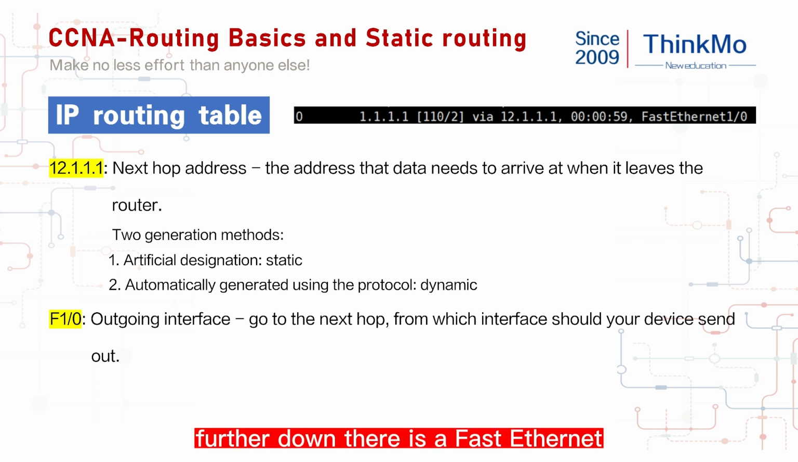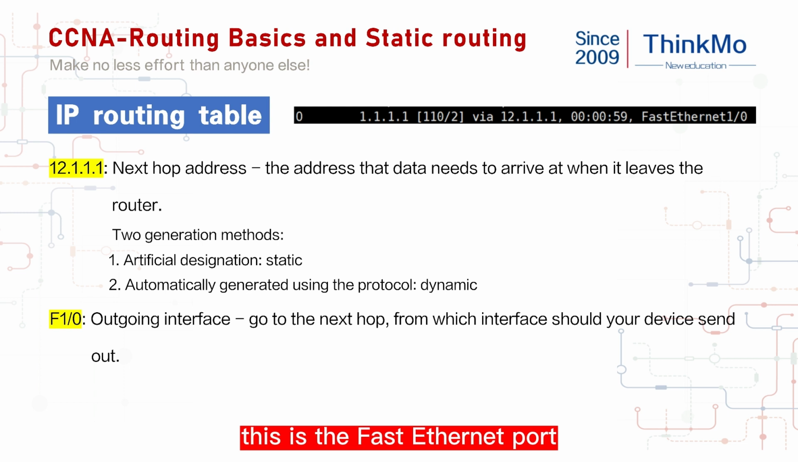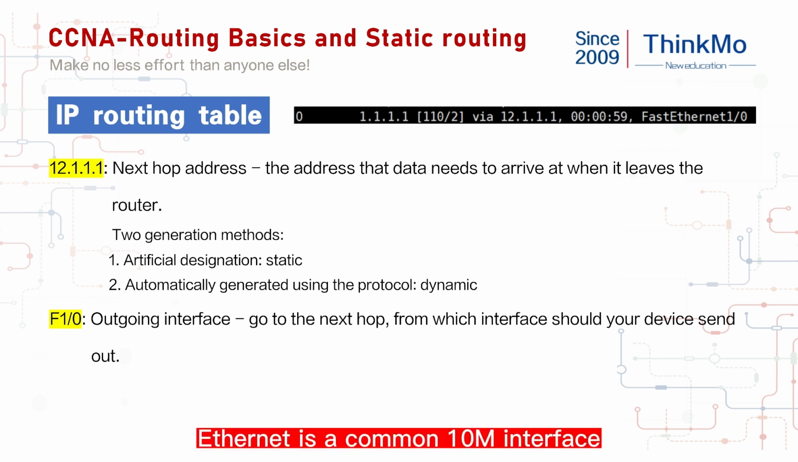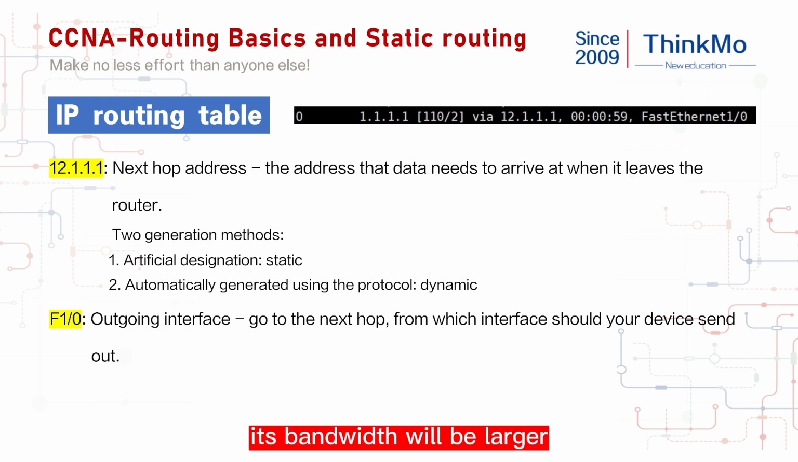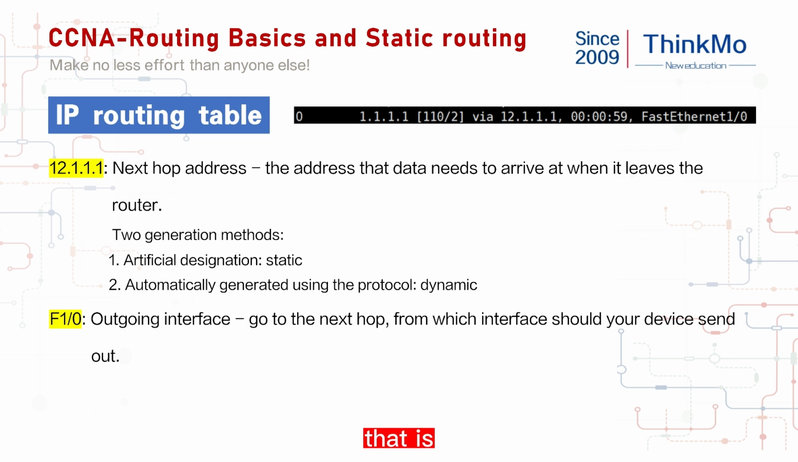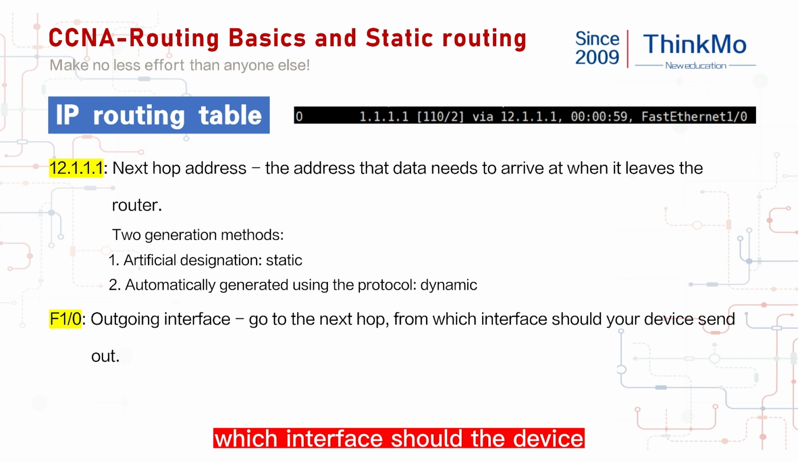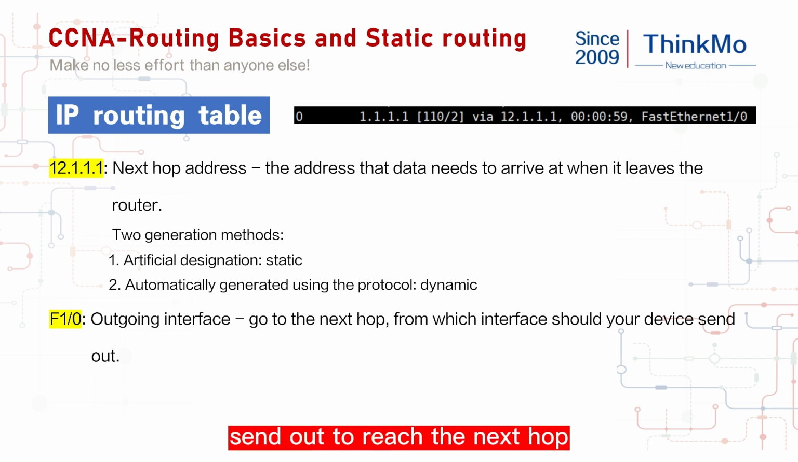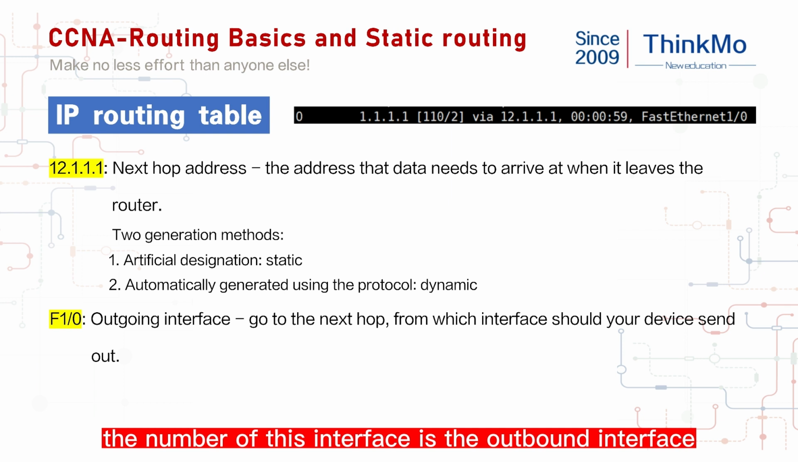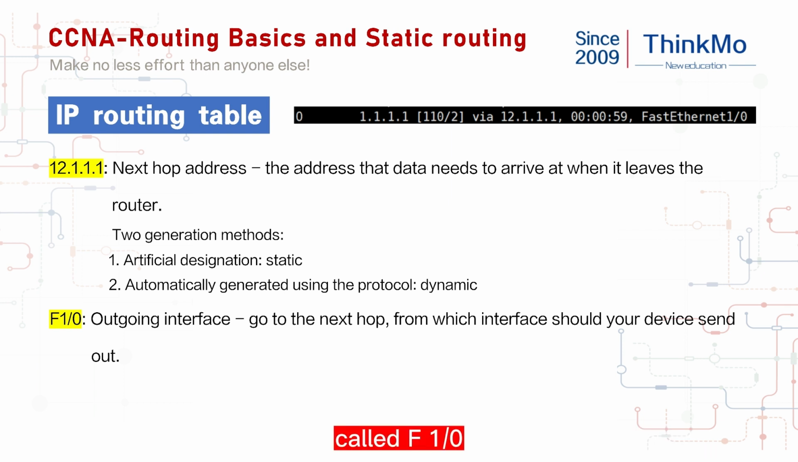Further down there is a FastEthernet. This is the FastEthernet port. Ethernet is a common 10M interface. FastEthernet is a 100M interface. Its bandwidth will be larger. Then in here, F1/0 is an outgoing interface. That is, when this data goes out, it goes out from an interface of the device. This data is sent to the next hop address. Which interface should the device send out to reach the next hop? The number of this interface is the outbound interface, called F1/0.